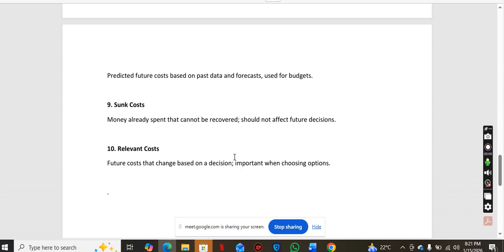Then you've got relevant costs. Future costs that change based on decisions. Whenever you want to make a decision, these are the costs you're going to take into account and say, if I do this, I'm going to incur these costs. How much profit will I make? If I don't do this, how much cost will I incur? That is what relevant costs are.